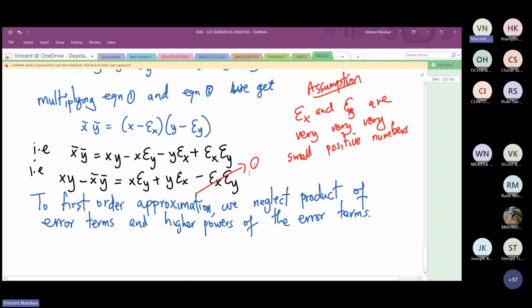Which means then xy minus x̄ȳ, actually I can say less than or equals to, or I can just say equals to, or I can say it's approximately equals to y error in x plus x error in y. So remember, when I write this and I put equals, it's the same thing as saying approximately equals to.